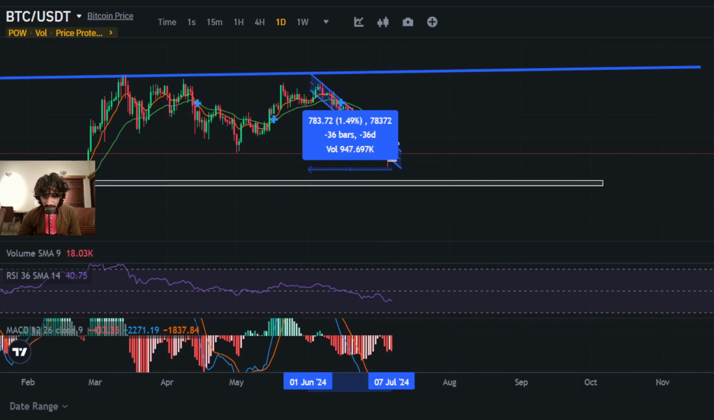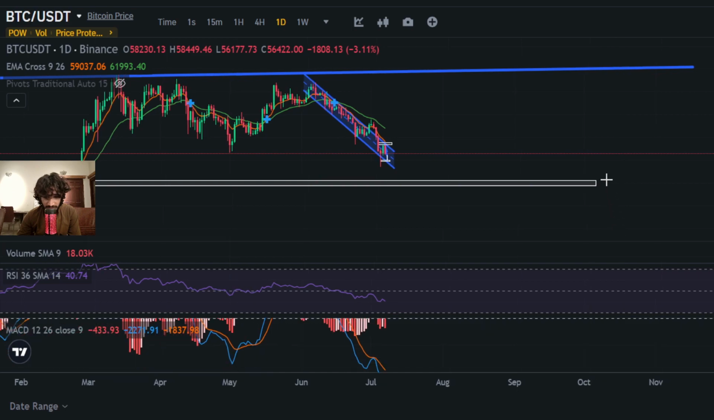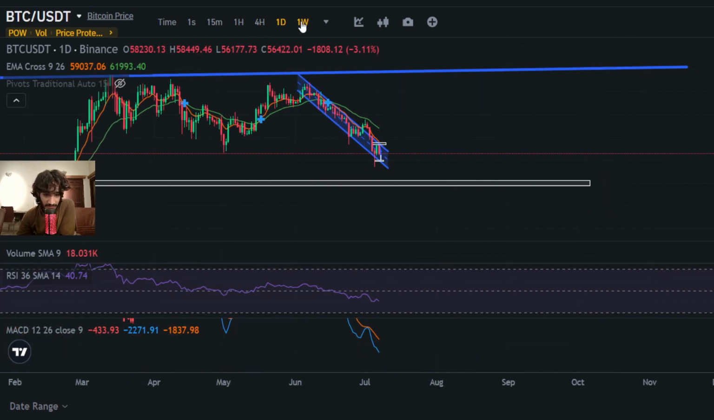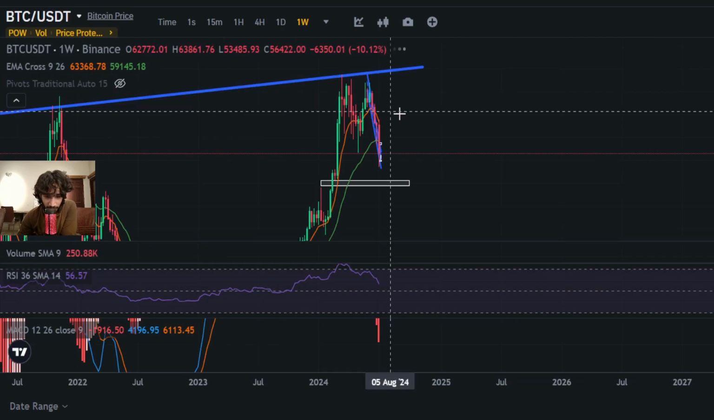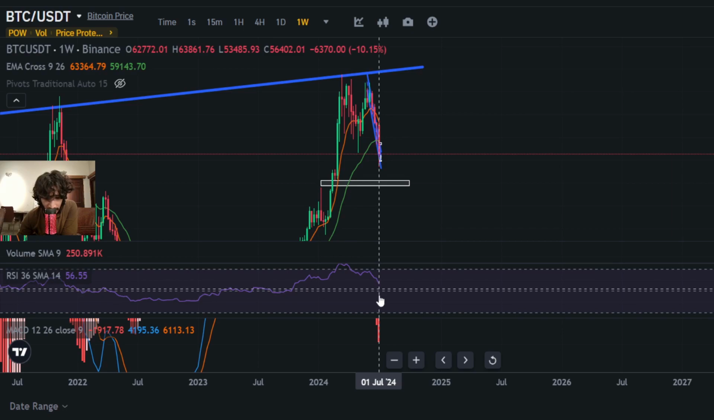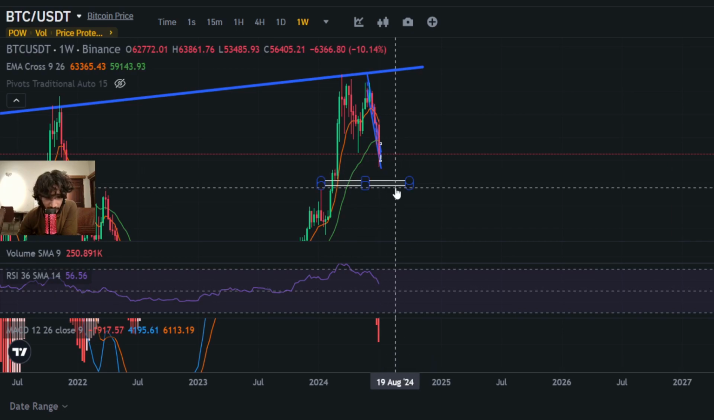Yeah. And what does MACD have to say about this? No possibilities of any reversal till now. Let's check in week. Still, I think key RSI level zone is around here, 50,000.